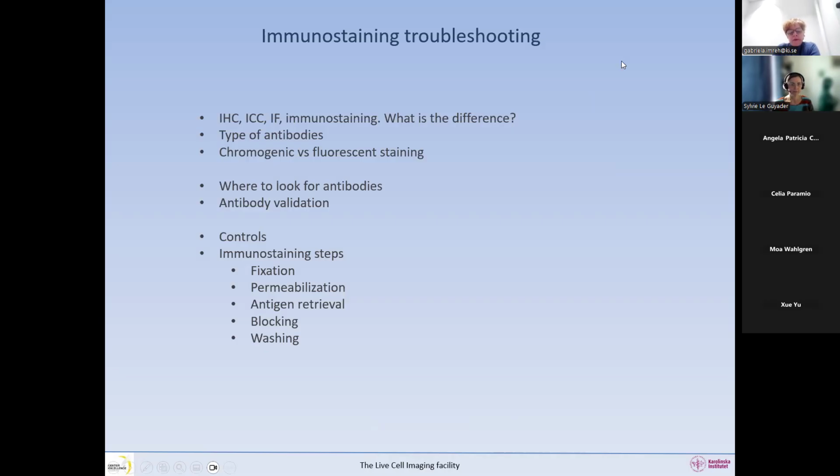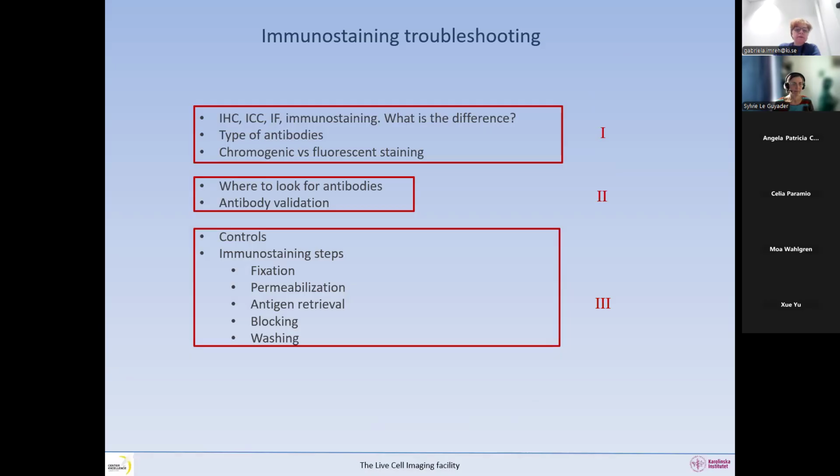So I divided this lecture in three parts. In the first part, we will talk a little bit about the differences between immunohistochemistry, immunocytochemistry, and immunofluorescence, different types of antibodies, and when to choose chromogenic versus fluorescence staining. In my second part, we will talk about where to find our antibodies and what antibody validation means. And in the third part, we will focus on certain immunostaining steps. I will try to give you some tips and what to pay attention to.